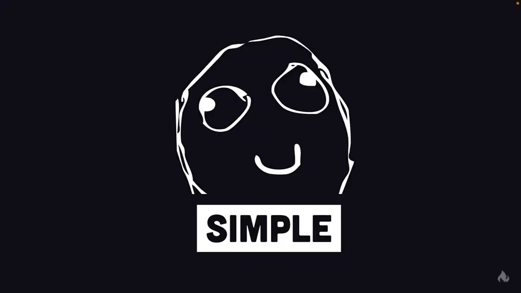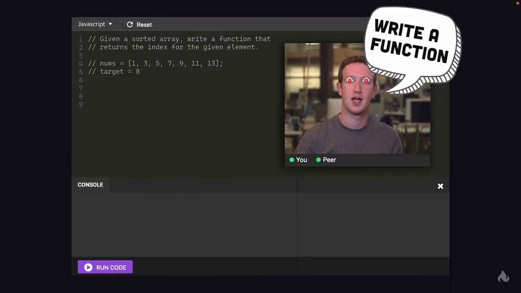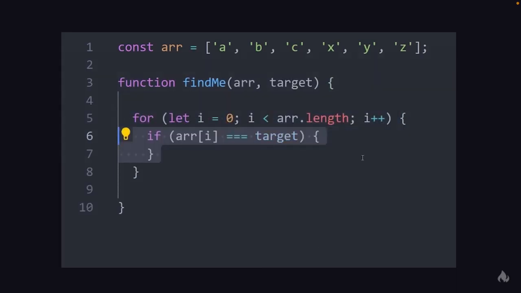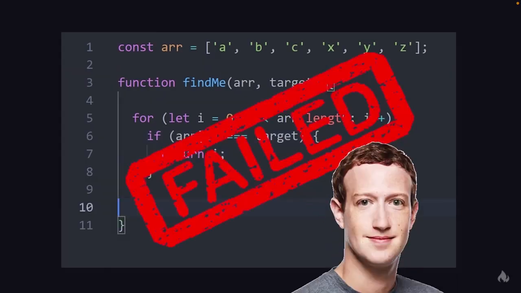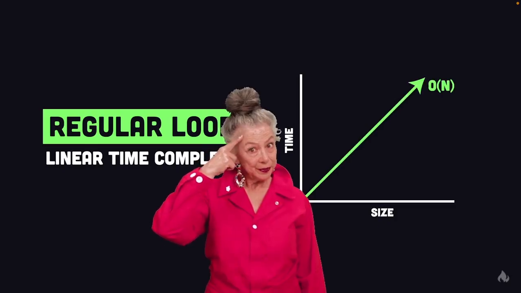Easy enough. Now it's time for your technical interview. You might be given a question like, given a sorted array, write a function that returns the index of a given element. The easy way to solve that problem is with a simple for loop. Just loop over every element in the array until you find the one you're looking for. That works, but you fail the interview because you need to go faster. A regular loop results in linear time complexity, but you can do better than that.